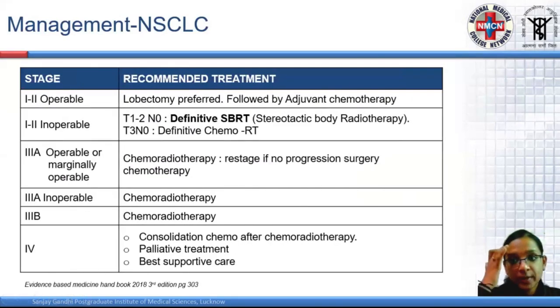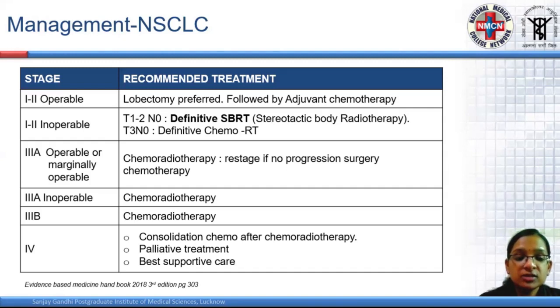Coming to the management. Management of lung carcinoma differs histology-wise, like for non-small cell and small cell. First, we will see non-small cell. It is further subdivided based on stage. If we look at stage 1 and 2, if it is operable, lobectomy is preferred, followed by adjuvant chemotherapy. If it is stage 1 and 2 inoperable, if it is T1, T2, N0, then definitive stereotactic body radiotherapy. T3 N0, definitive chemoradiotherapy.